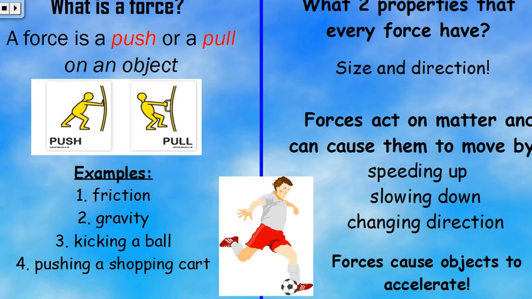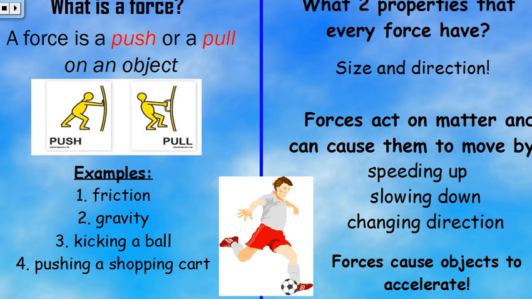First thing we're going to talk about is what is a force. A force is a push or a pull on an object. So obviously it has to be on an object, but you can push it or pull it, and that's a force. Some examples of forces are friction, gravity, kicking a ball, pushing a shopping cart. Anything that involves a push or a pull, even if we can't see it, such as friction or gravity, is a force. Now there are two properties that every force has. They have size and direction.